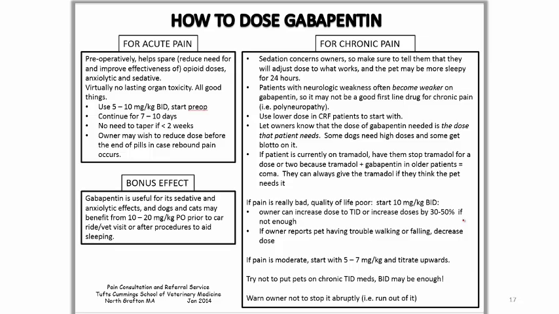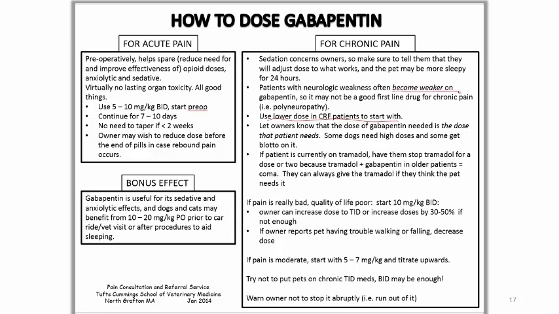For acute pain, often it's going to be opioid sparing if you're using it right away, preoperatively, and there's really no lasting organ toxicity. And you don't have to taper it. You can just continue it for 10 days and you can stop it. But the important things are over here on the chronic side, where we need to lower the dose in chronic renal failure, and we've already talked about the dogs becoming weaker on it.